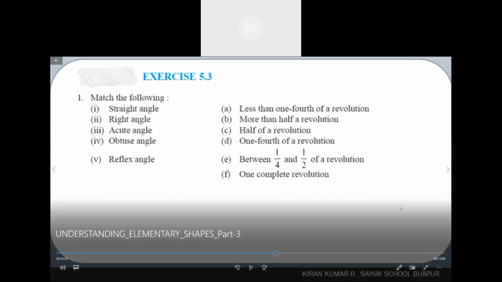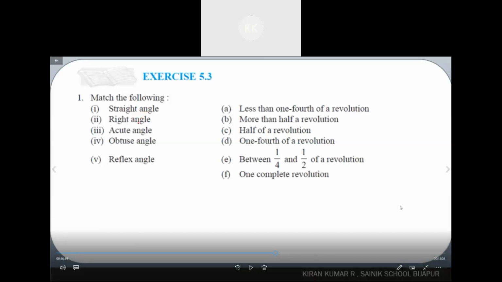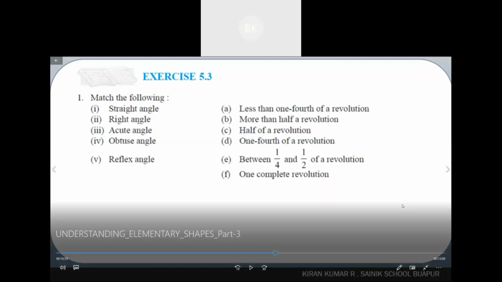Yes, sir, in the PT2 exam, there will be definitions. These all will come, sir. Definitions would be there in the PT2 examination.